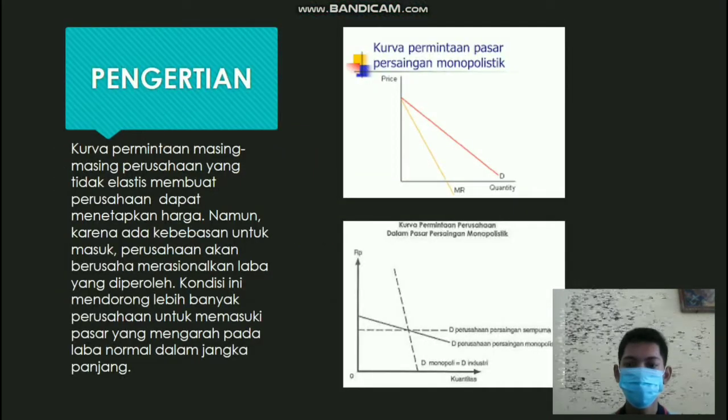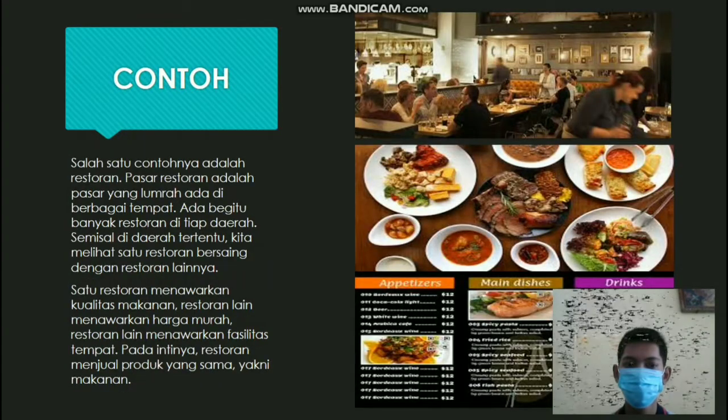The demand curve of each company, which is not elastic, allows the company to set prices. However, because there is freedom to enter, the company will try to rationalize the profits. This condition encourages more companies to enter the market, which leads to normal profits in the long run. The concept of monopolistic competition market can be more easily understood through an example.